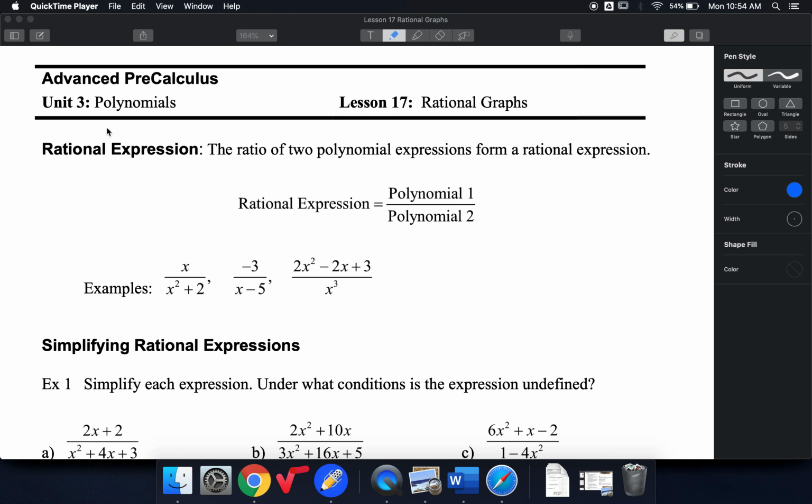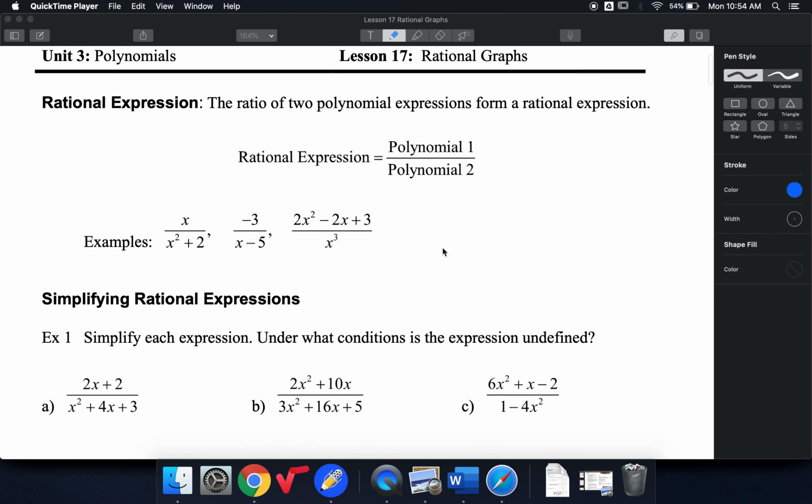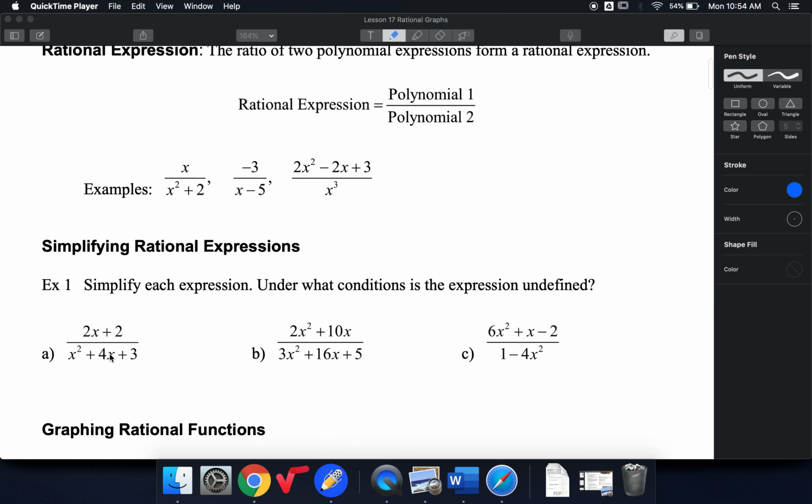We've been seeing some rational expressions, mostly when we've been doing our division. Now we're going to go back and connect it more to what this looks like when we graph it. But as a basic definition, a rational expression is just the ratio of two polynomials. And so we can simplify these.